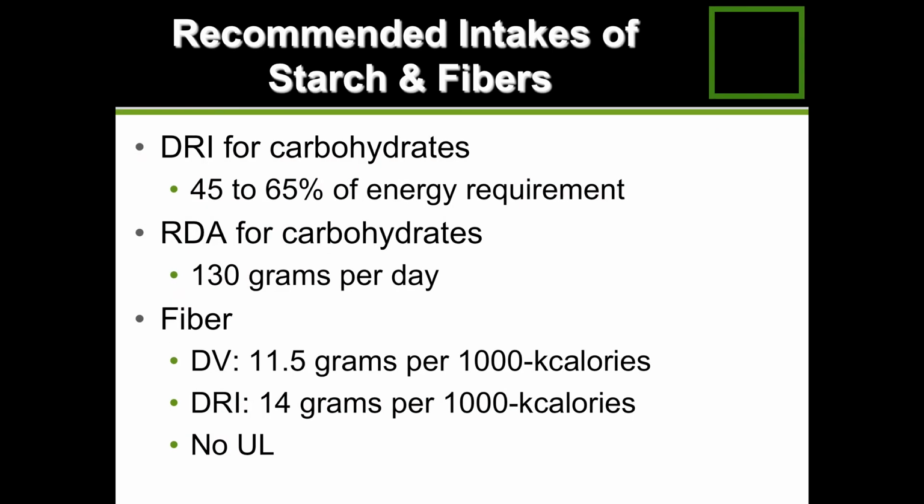All right, so recommended intakes of starch and fiber. The DRI for carbohydrates is 45 to 65% of your energy should come from carbs. The RDA is 130 grams per day. For fiber, the DRI, the bottom one, or the middle one, is 14 grams per 1,000 calories, and there's no upper limit.